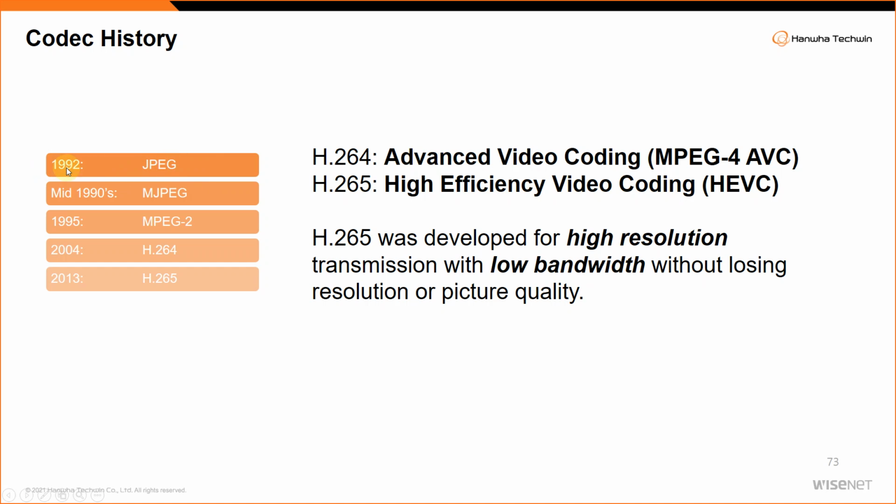Okay. Now, what are the different codecs available? Since 1992, codec started out with JPEG. JPEG was an image. Then we had motion JPEG. Then we had MPEG 4. Then H.264, which is already 15 years old. Then we had H.265. These are the different codecs.